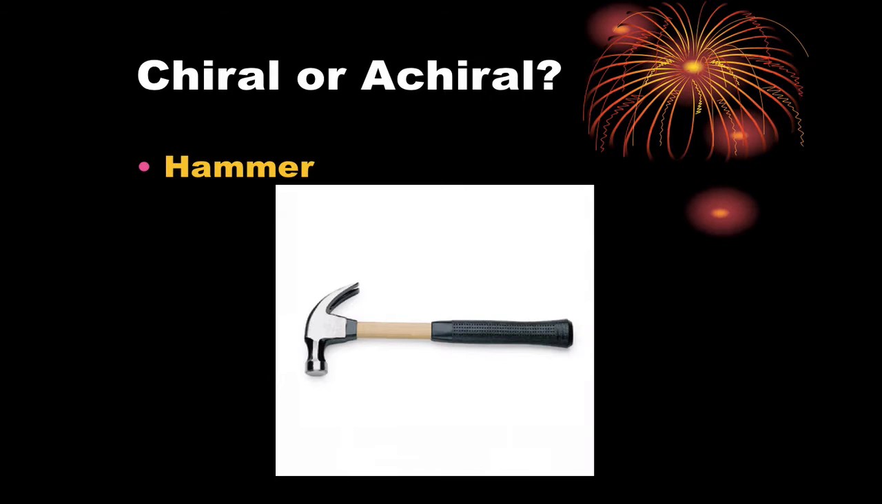How about a hammer? Chiral or achiral? Achiral. You don't know? Your gut's probably right. What's your gut telling you? Flip it either way. Okay. It turns out that if you look at a hammer and you turn it this way and you look at the claw, there's a mirror plane that runs through it, isn't there? That makes the left-hand side of it a mirror image of the right-handed side. And so, yeah, a hammer is not chiral.